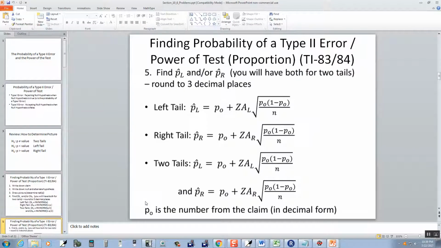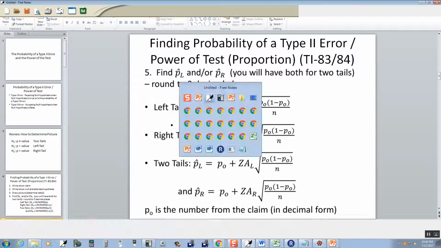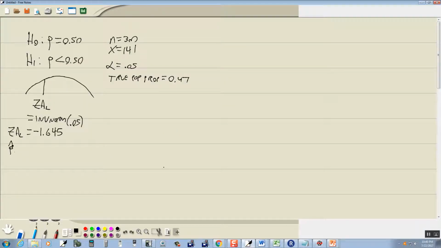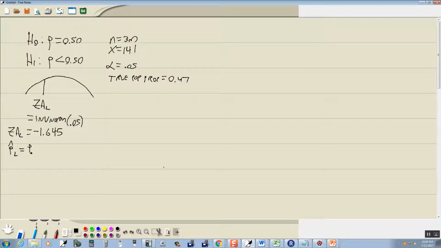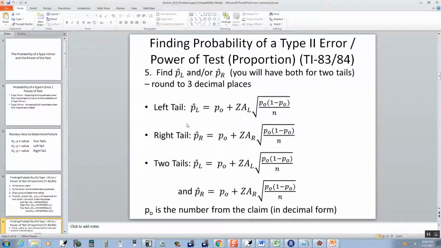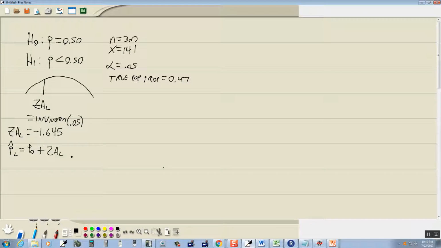Okay. Next step is we got a left tail. So this says find P hat sub L and or P hat sub R. You'll have both for 2 tails, round to 3 decimal places. Okay, so for the left tail here, that tells us we're going to have P hat sub L equal to P naught plus Z alpha sub L times the square root of P naught times 1 minus P naught divided by N.